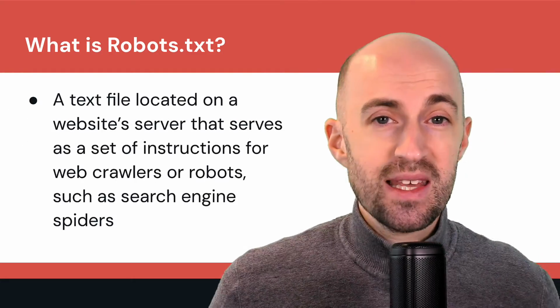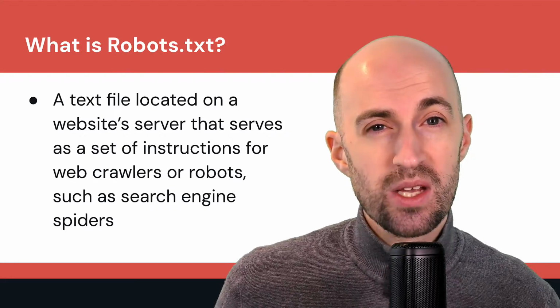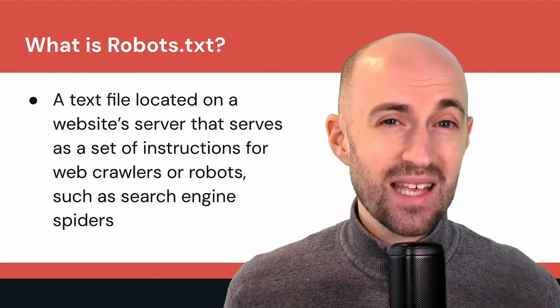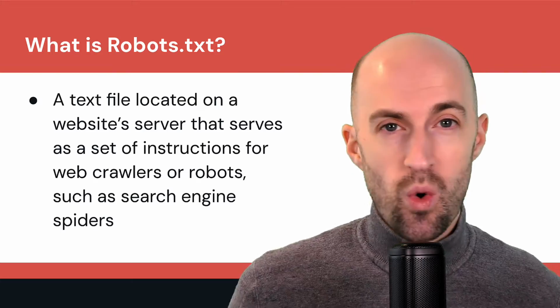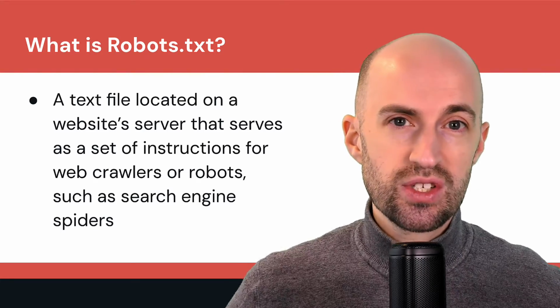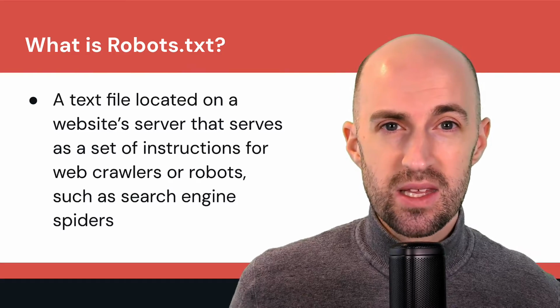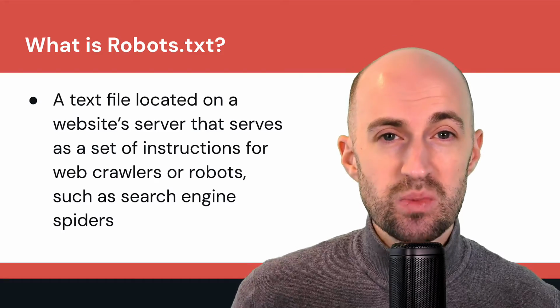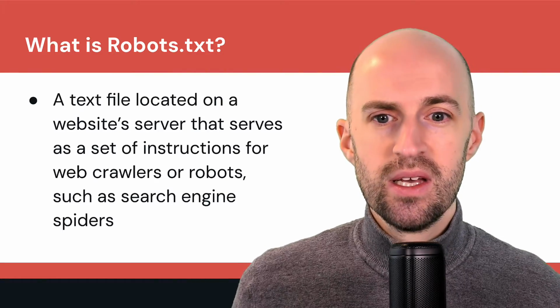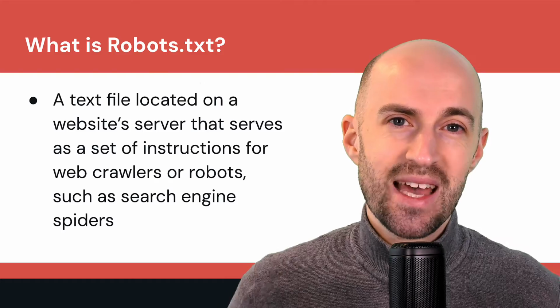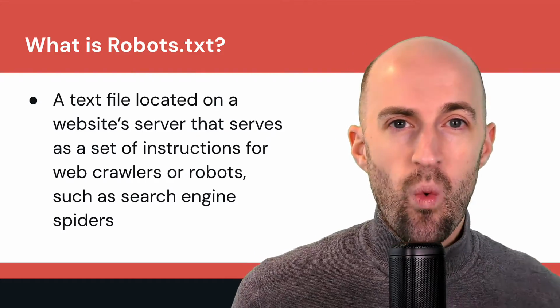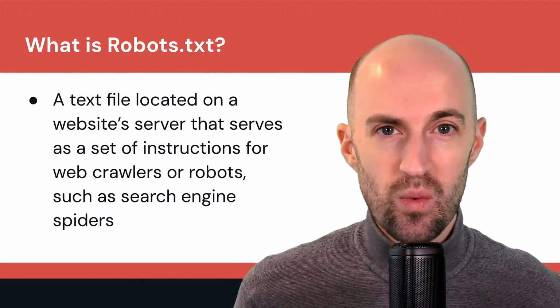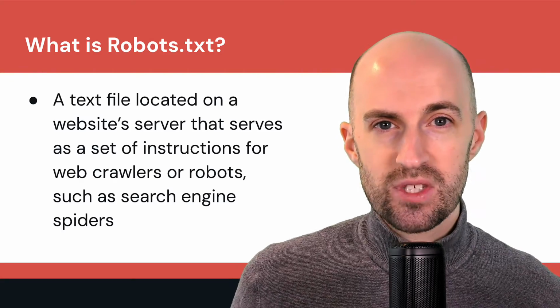So what is robots.txt? It's basically a text file that's located on a website's server that serves as a set of instructions for web crawlers or robots, such as search engine spiders. So they're all the same thing. Basically they're software tools that scour the web, that go on websites and explore all the different pages on there. And this file tells those crawlers, those bots, where they can and cannot go and what to do. So it gives them kind of a rule set to go by.